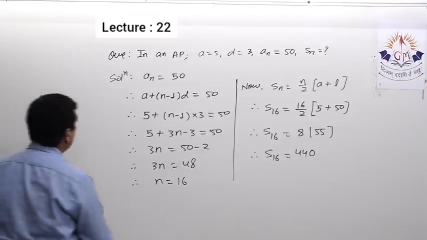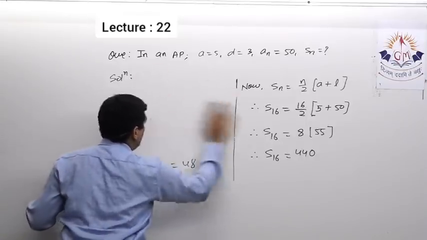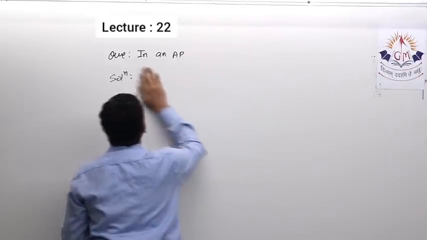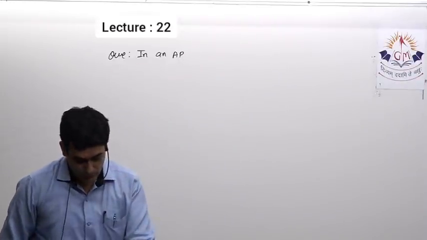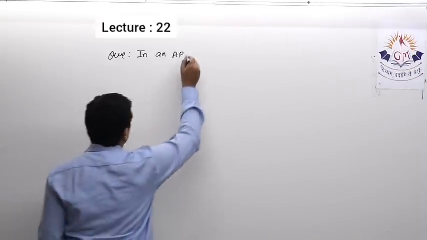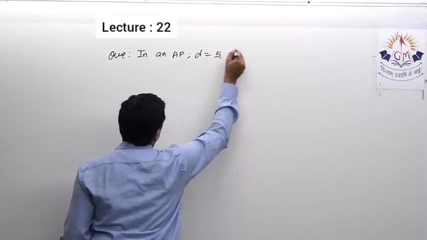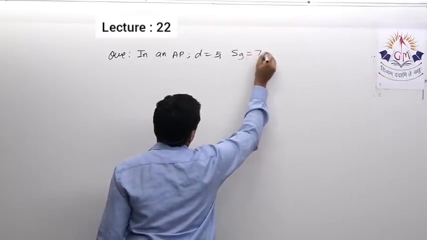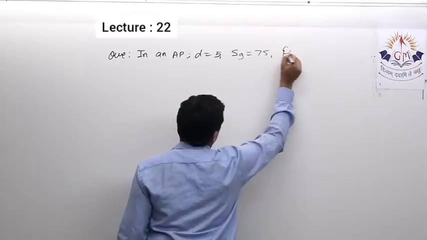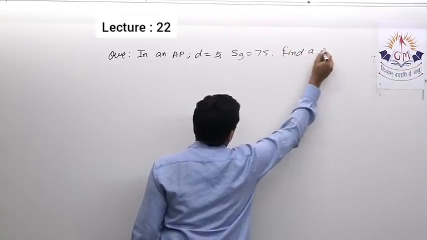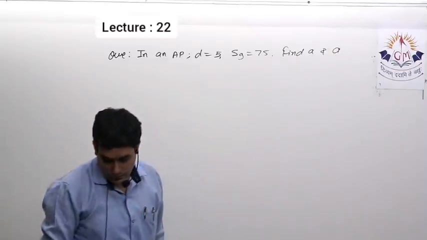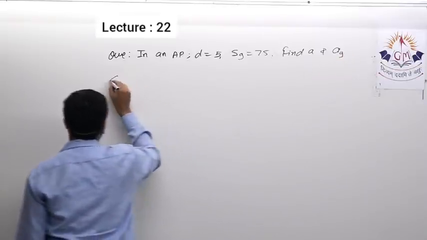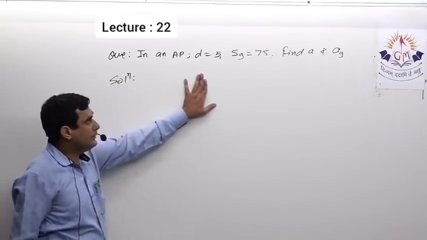Okay, so now let us see the next question. Again it is given in an AP, d is equal to 5, S9 is equal to 75, find a and a9. Find a and a9, or t and t9.